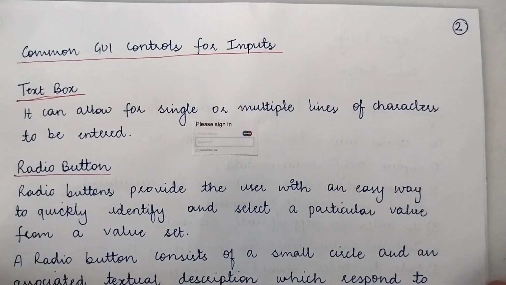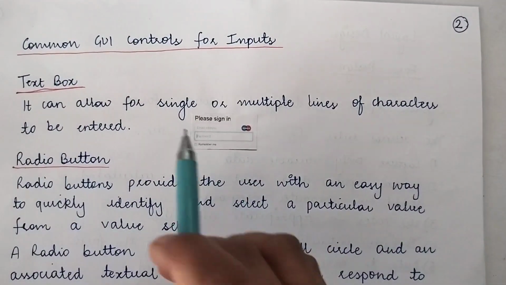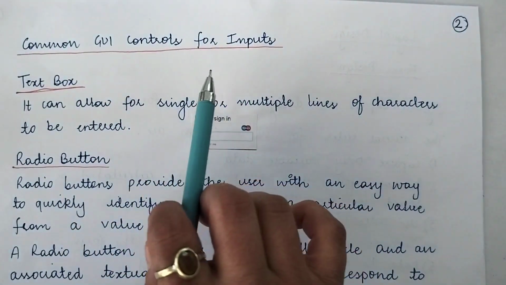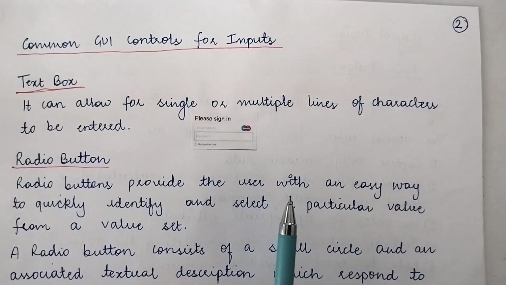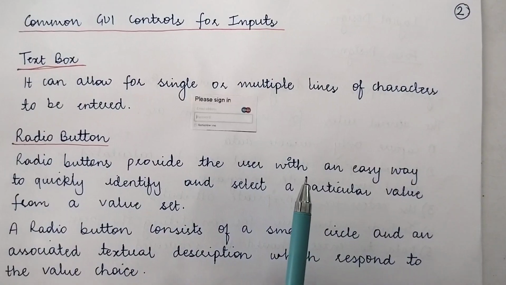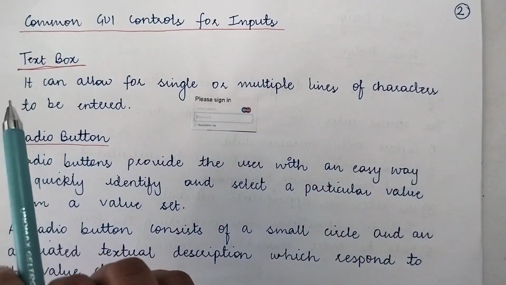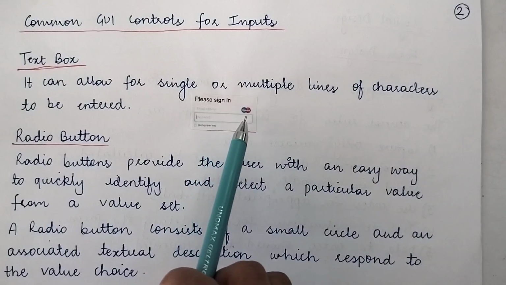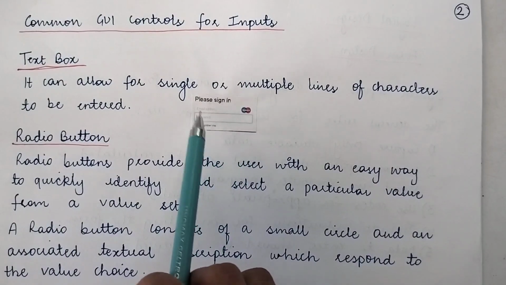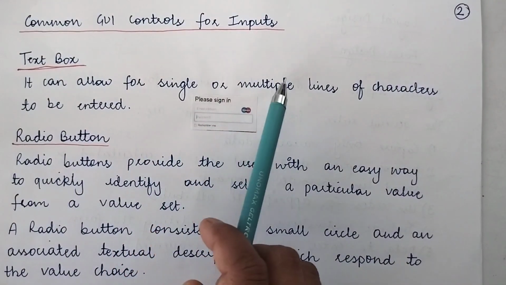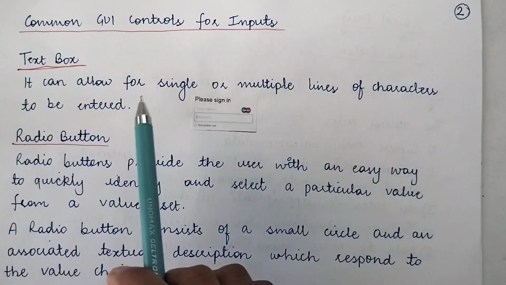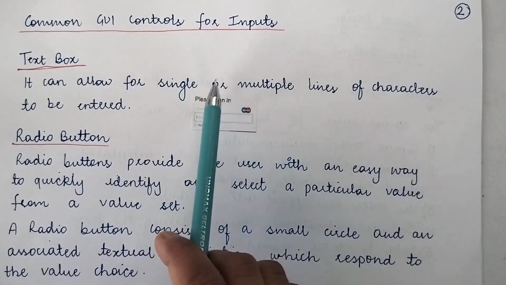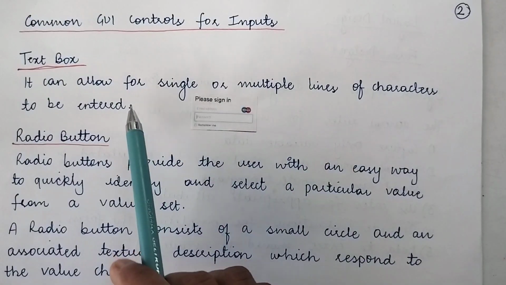Now, when we design forms, there are certain graphical user interface controls or GUI controls which help you to provide inputs through forms. These GUIs are, the first and most basic one is your text box. You all have seen text box while entering information in the forms. So it allows for single or multiple lines of characters to be entered. You can either enter a single line of characters or multiple lines of characters through the text box.